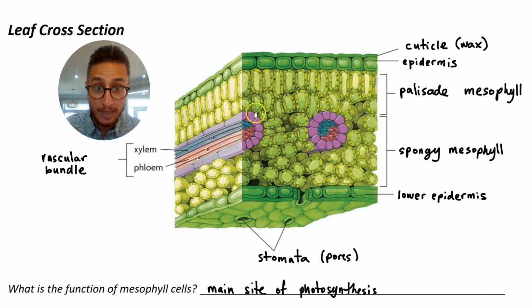So along the bottom edge of the palisade mesophyll layer is this layer of spongy mesophyll. And it's called spongy because it has air spaces in between the cells to allow for CO2, the other ingredient to make sugar, to get in there as well. And so those leaves on a sort of microscopic level are a little bit spongy.